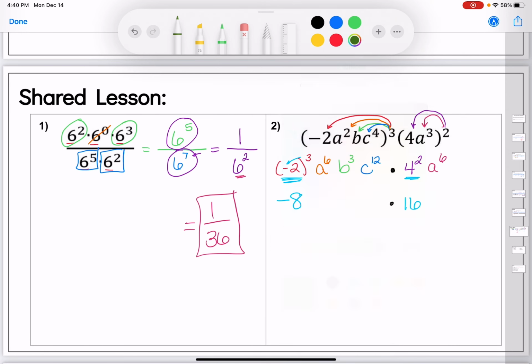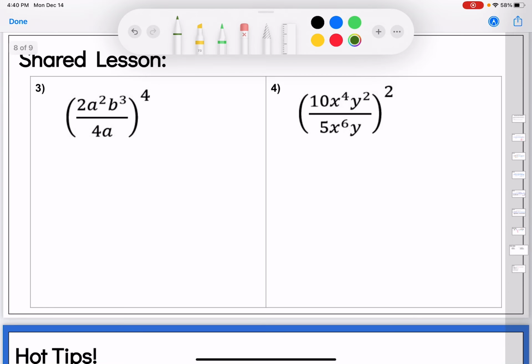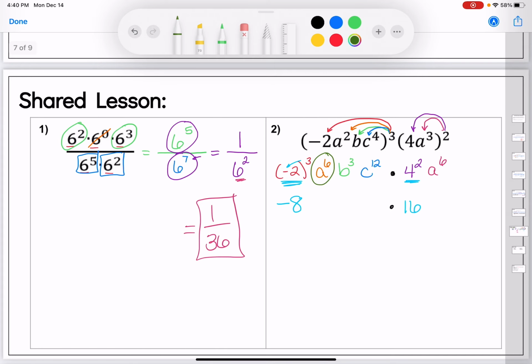Now let's see. I could combine some like bases. Right here I have an a to the 6th. And then, oops, sorry guys. And another a to the 6th. Now I'm just multiplying like bases, so I'm going to add those exponents together and I get a to the 12th. Now b to the 3rd, nothing to combine it with. c to the 12th, nothing to combine it with, right?